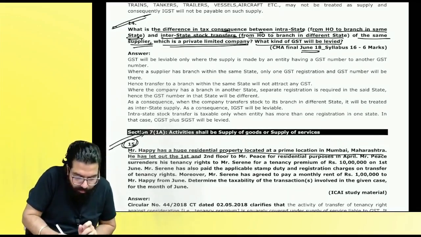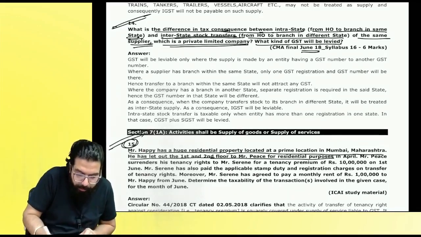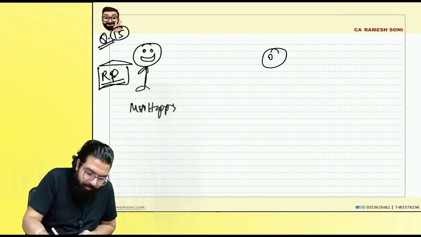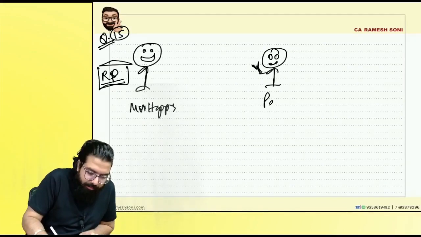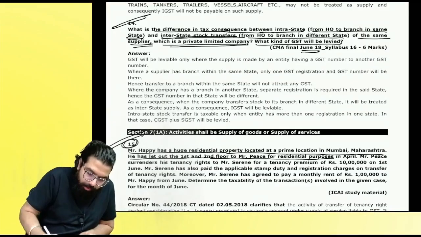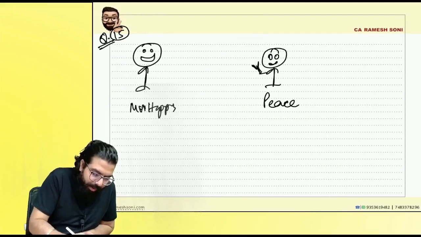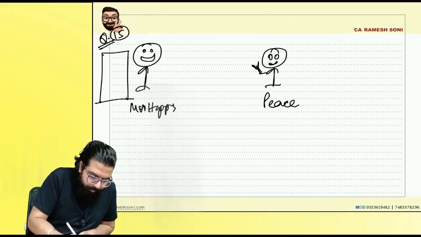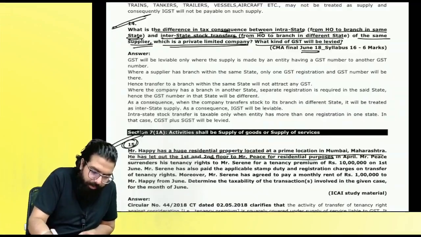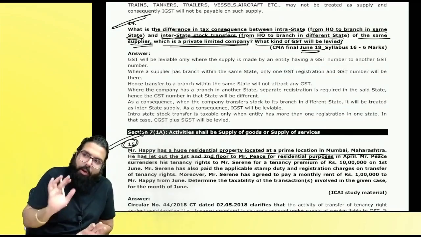He has let out the first floor and the second floor to Mr. Peace. Baba, this is Mr. Peace. How do you draw Peace? He's Mr. Peace, showing two fingers. Okay? He has rented out the first floor and the second floor. So his building is there, correct? First floor and second floor, I will say. Actually, it is ground, but we'll talk about first and second.